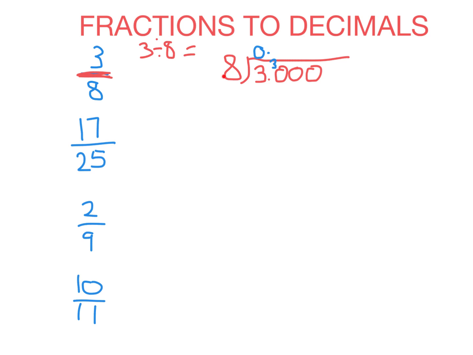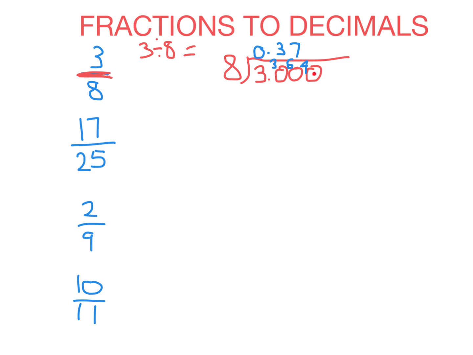So now we go, how many times does 8 go into 30? Well, 3 times 8 is 24, and then you need 6 more to get to 30. The remainder is 6. So I put a 6 there. How many times does 8 go into 60? Well, 8 times 7 is 56, and you need 4 more. There's a remainder of 4.